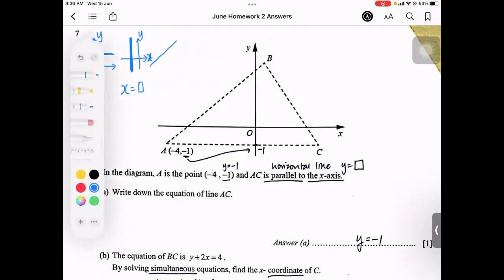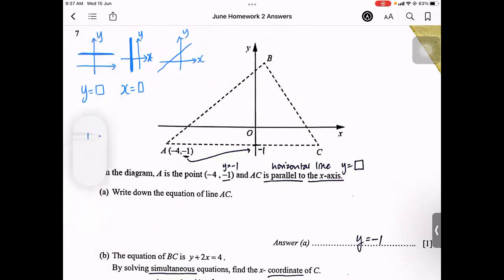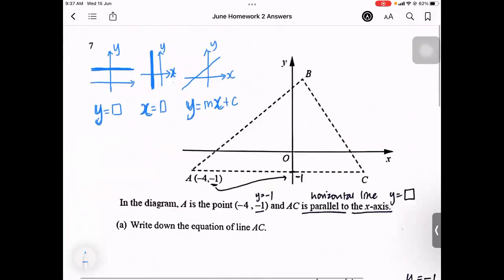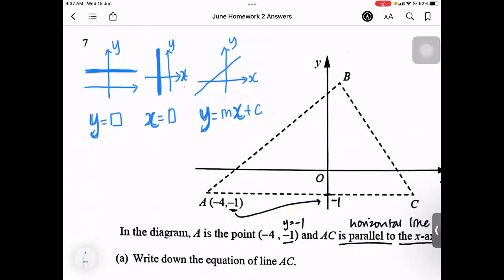Okay, a slanted line cuts both the x and the y-axis. So it must be of some y equals to mx plus c. You will have y and you will have x. So if it's a horizontal line, only have y. If it's a vertical line, only have x. If it's a slanted line, have y and x. Okay, so these are some basic concepts you must know.